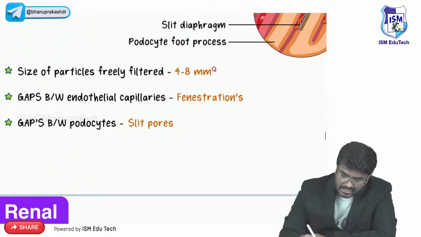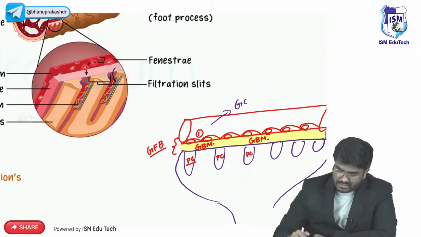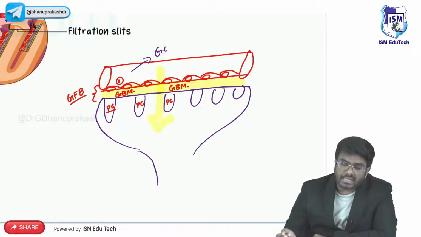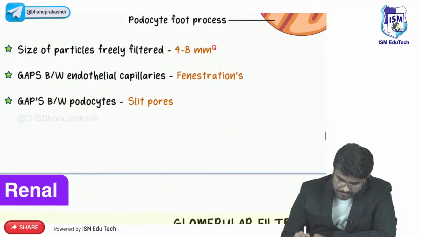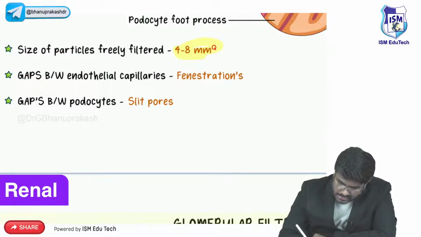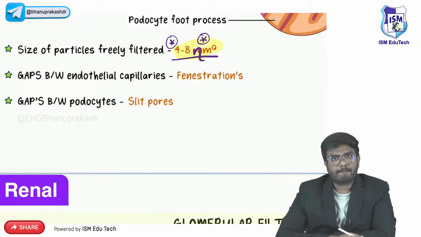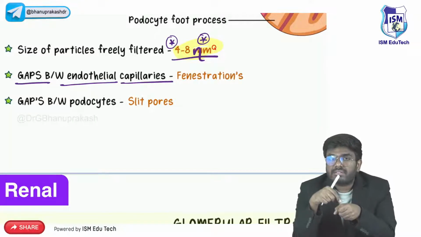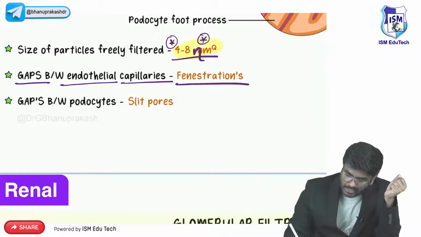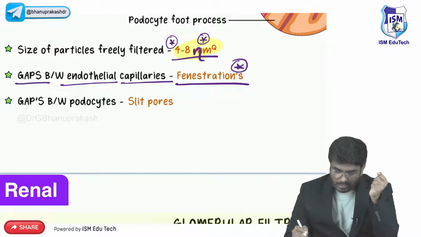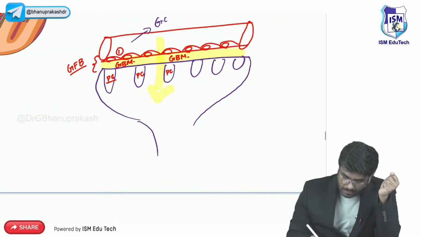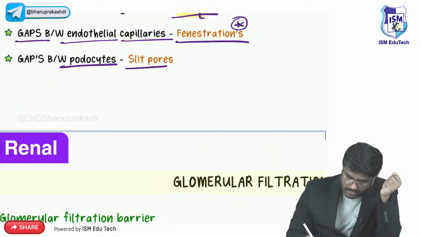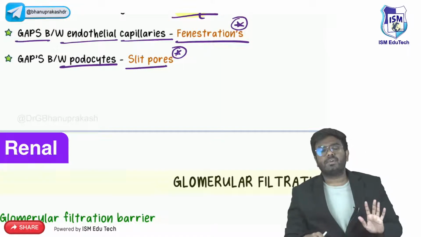Next, sir, which substances are easily filtered? Substances of 4 to 8 nanometers are easily filtered. Now, what are the gaps in the endothelial capillaries? I have said there are small holes present, called fenestrations. And what are the gaps between the podocytes? See here, between the podocytes there are gaps present. These gaps are called slit pores. So slit pores are the gaps between the podocytes. These are the MCQs.